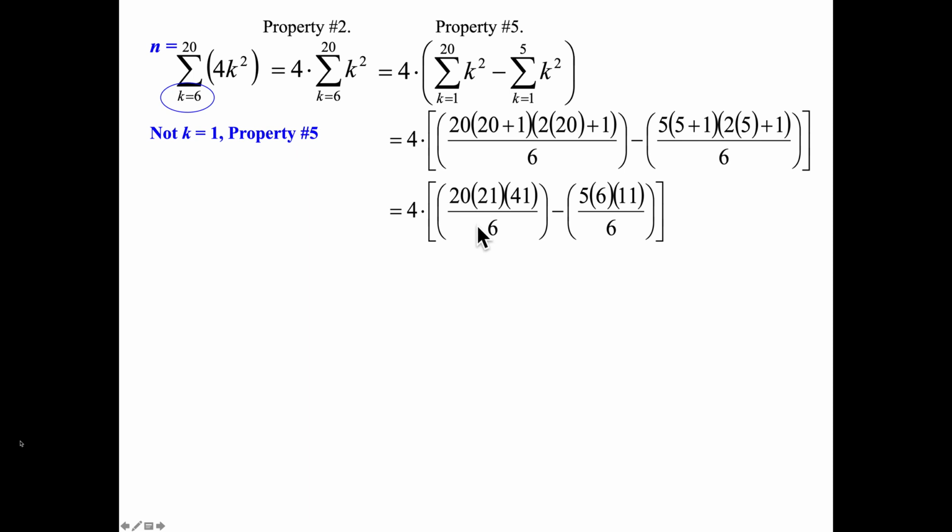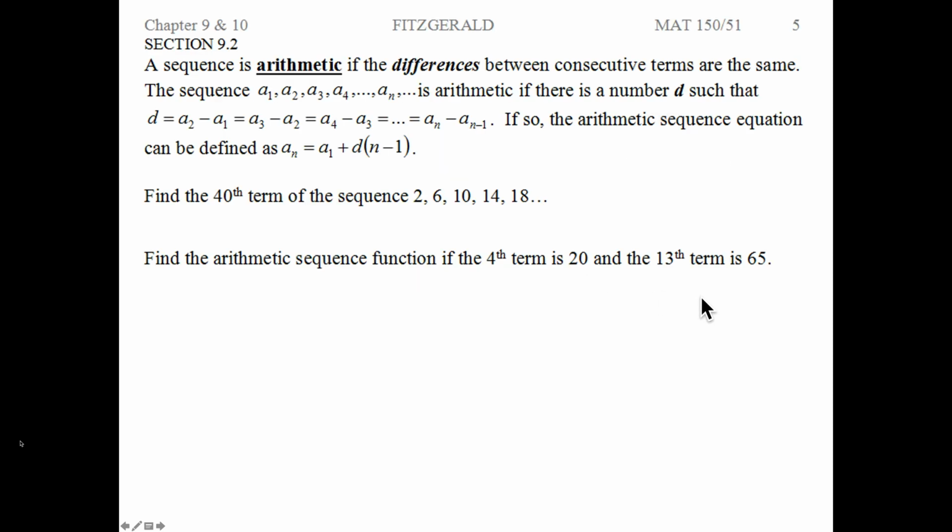So 2 can go into 20 10 times. And the 3 factor in 6 can go into 21 7 times. Now the 6 is gone. Here, like we said, the 6's cancel. So 4 times, in parentheses or brackets, 10 times 7 times 41 minus 5 times 11, close your parentheses, that's 11,260.